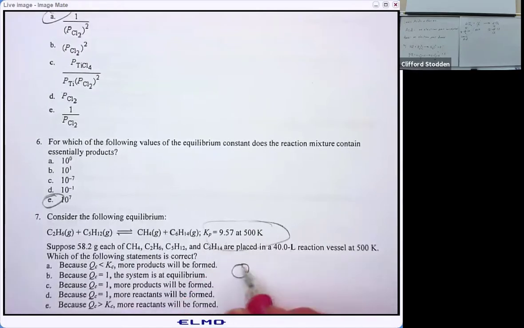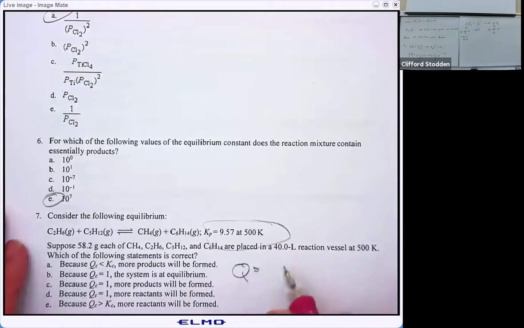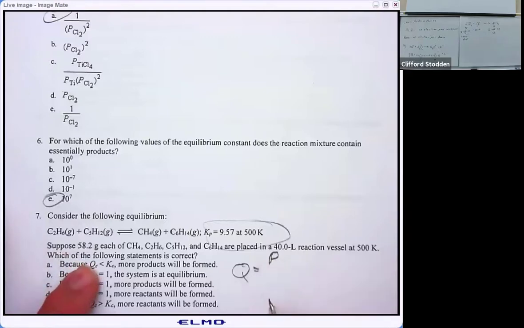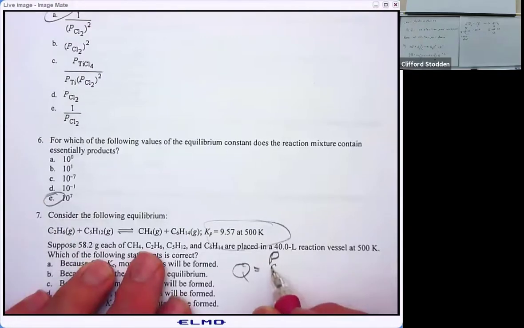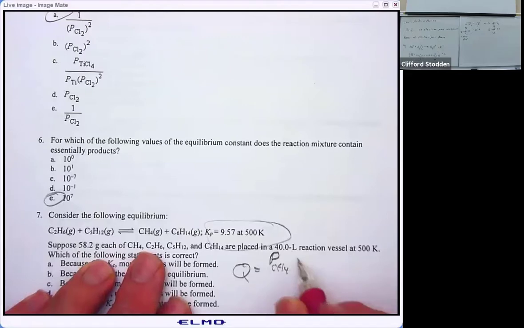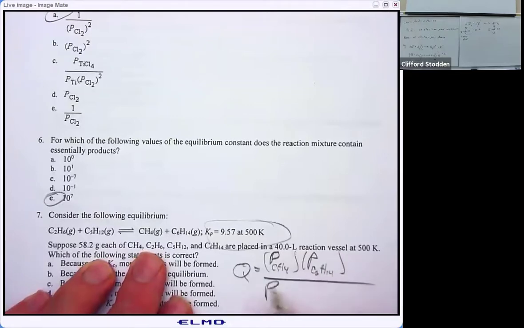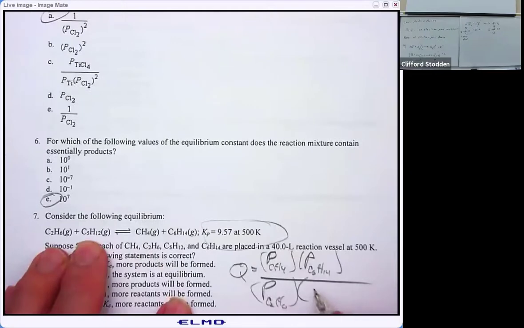So your Q value is going to be the partial pressure of the product, so the CH4, times the partial pressure of the C6H14, over the partial pressure of C2H6 and the C5H12.